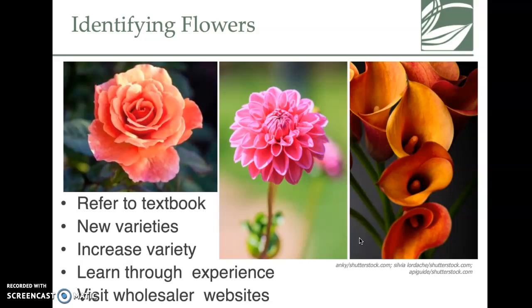Identifying flowers, there's a whole section after chapter 8 that has a whole bunch of flowers. You guys do have to learn the flowers. It's part of your grade. You'll have quizzes on the flowers periodically, and it does help. Once you figure out the shape of them, that's the biggest thing to look at. The shape of the petals, the leaves. So you have a rose, you have a dahlia, and you have a calla lily on the images here.